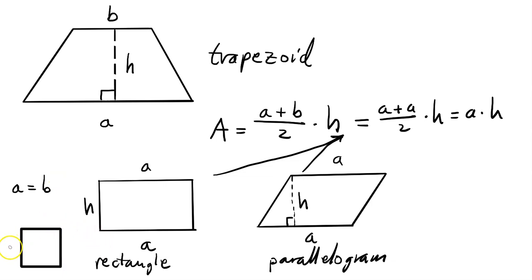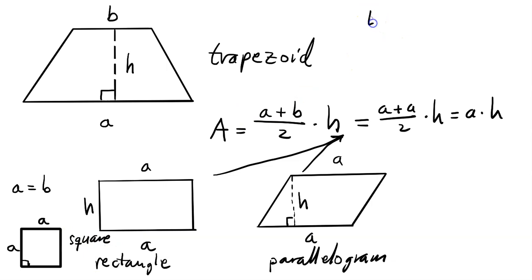So if H and A are equal. So a trapezoid has these as special examples, particular cases. So these are just particular cases of a trapezoid. So these are also called trapezoid. And also a square is a trapezoid, a special case of a trapezoid.